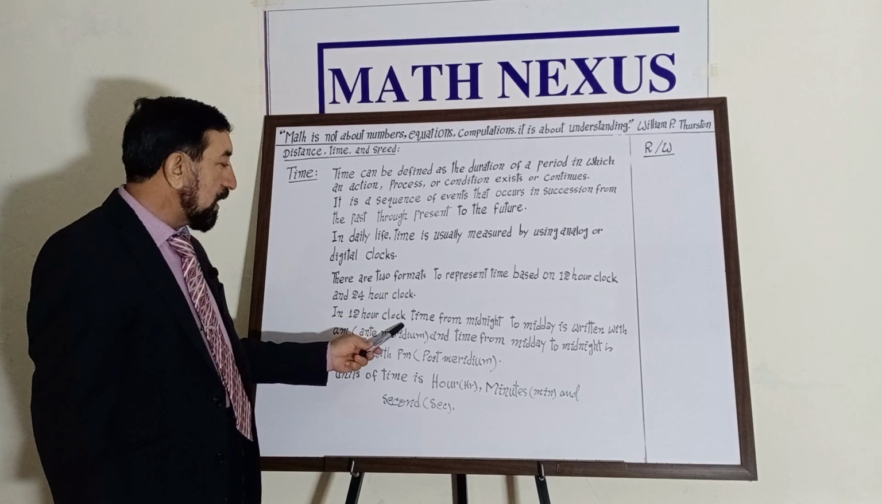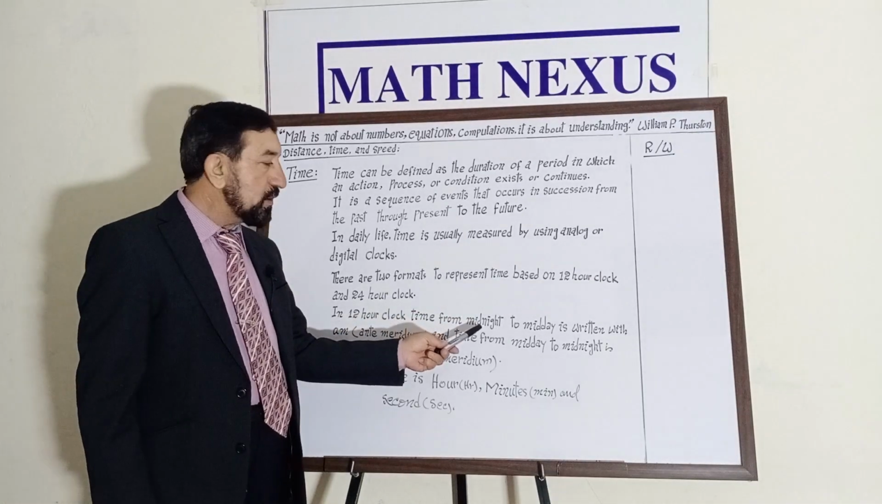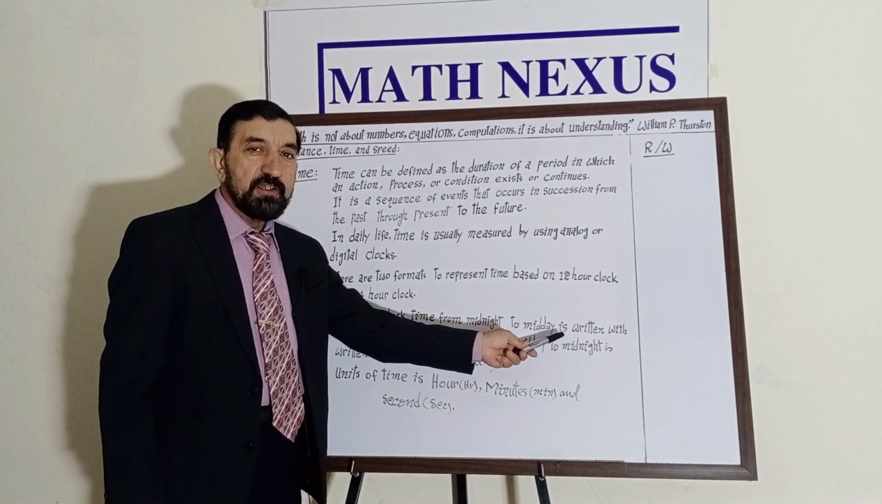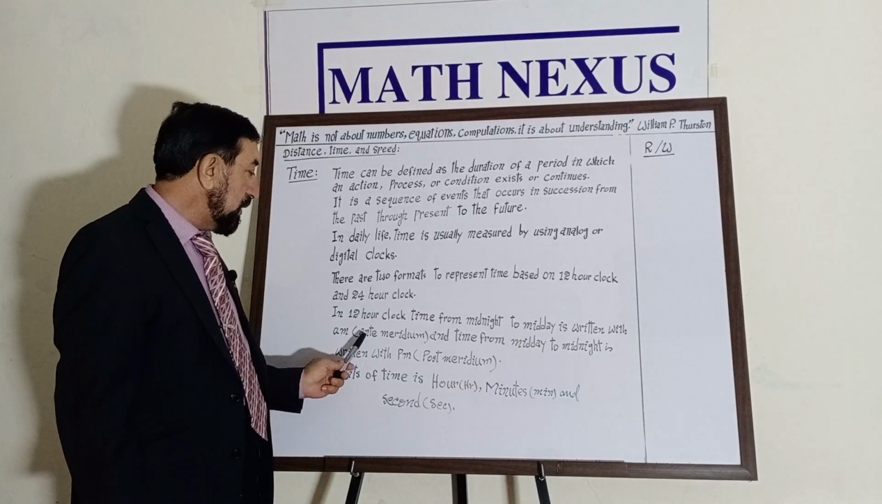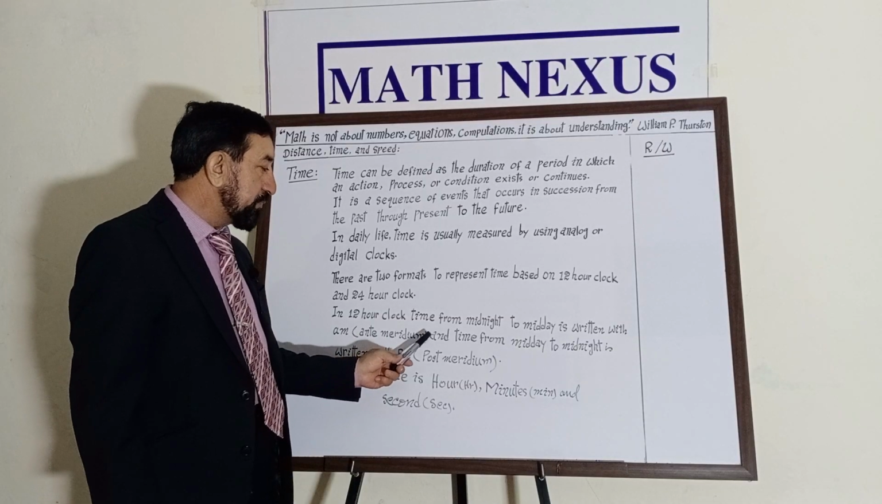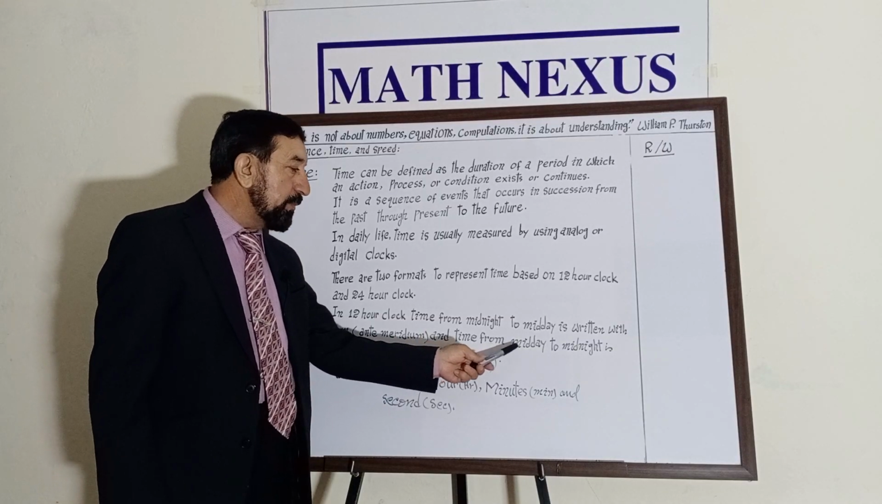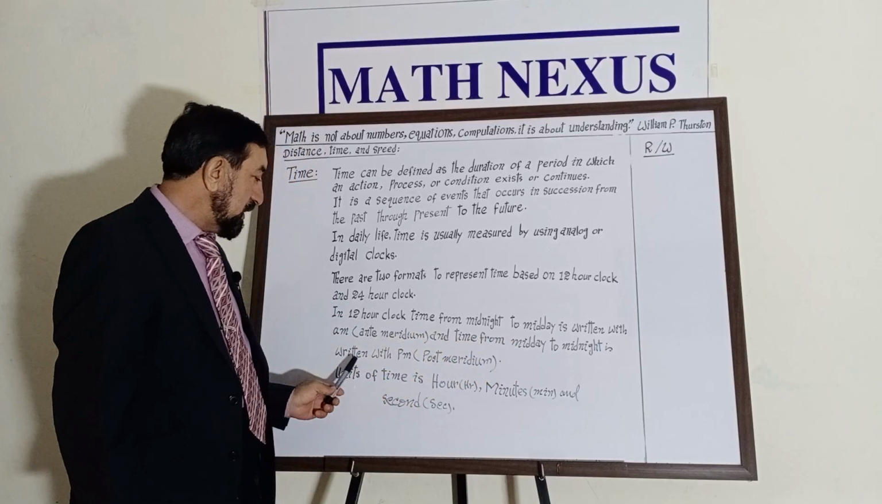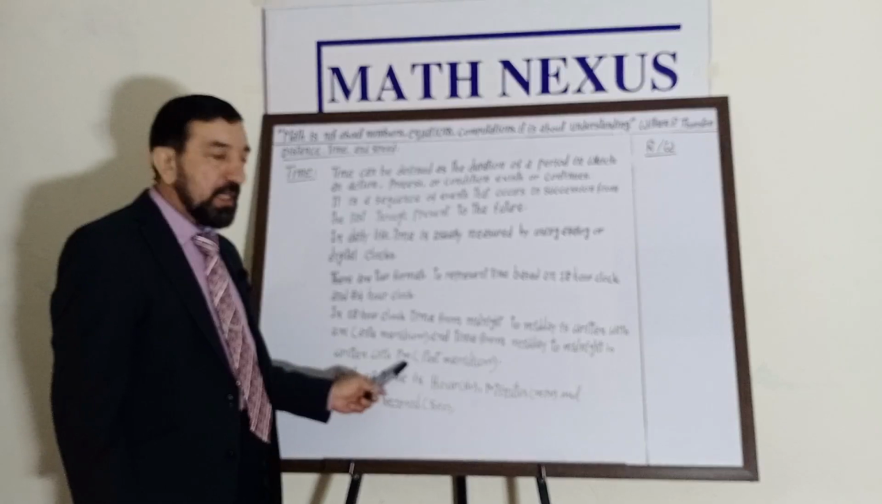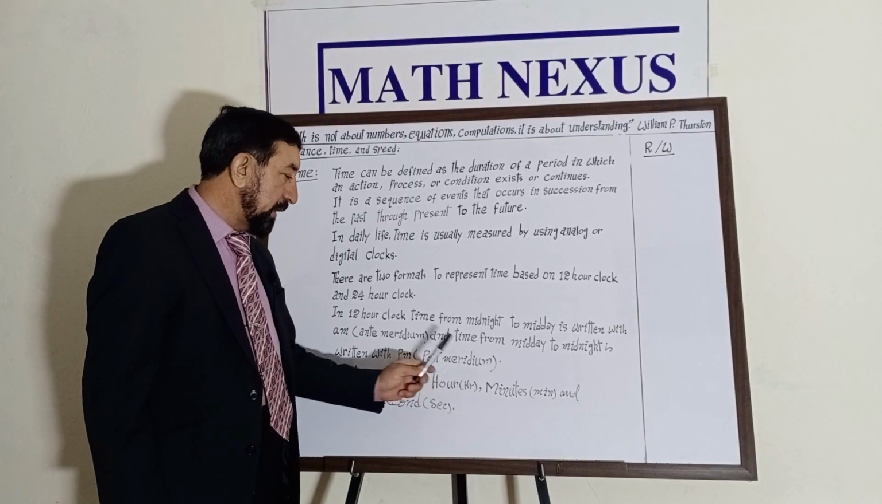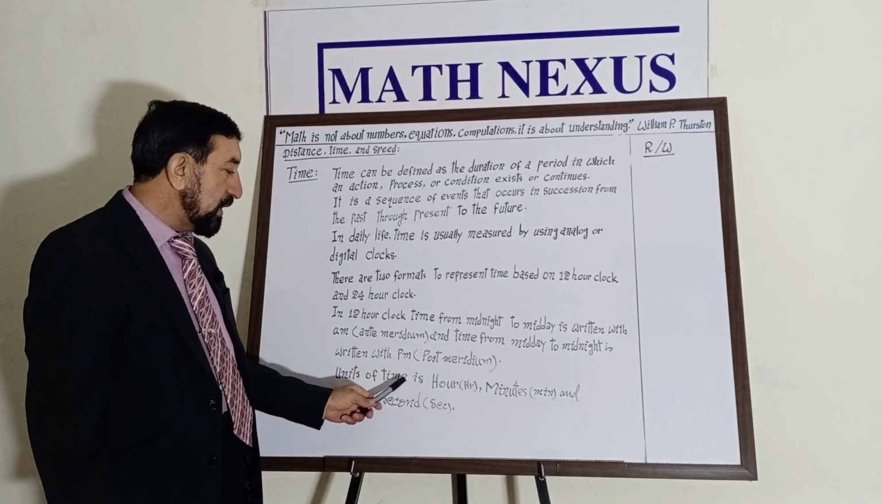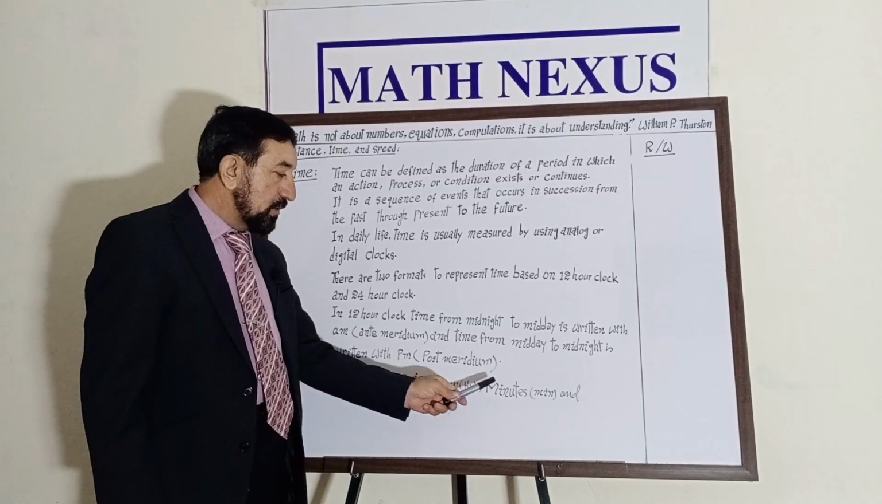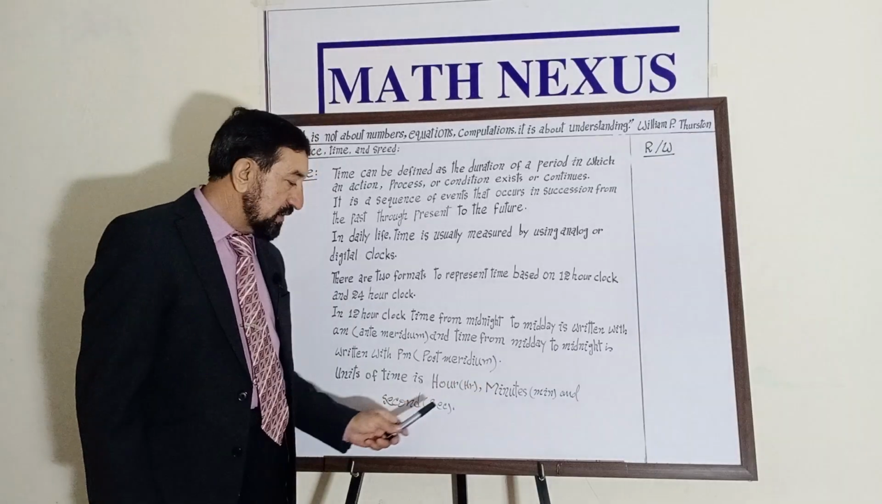In the 12-hour clock, time from midnight to midday is written as AM or ante meridiem, and time from midday to midnight is written with PM or post meridiem. Units of time are hours, minutes and seconds.